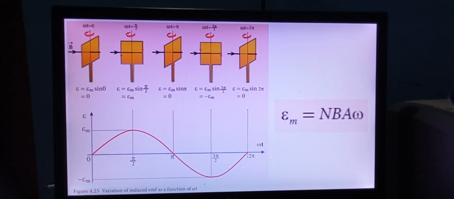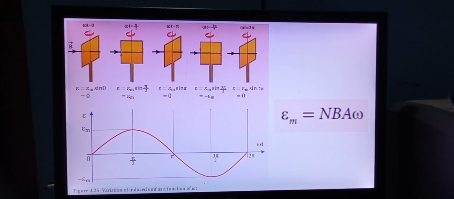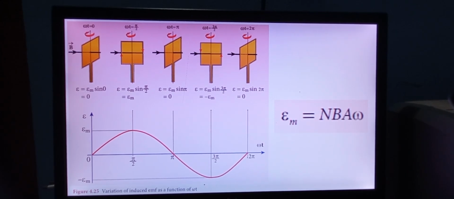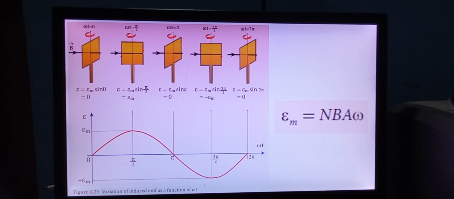Then variation of induced EMF as a function of omega t. So the coil's EMF will be equal to Em sin 0, the value will be 0, and the second term E maximum, and the third term 0, and the fourth term minus Em, and the fifth term 0. The formula will be Em will be equal to NBA omega. Orientation of the coil.